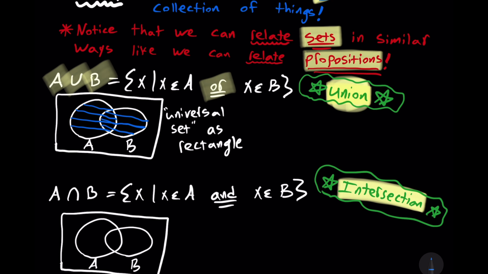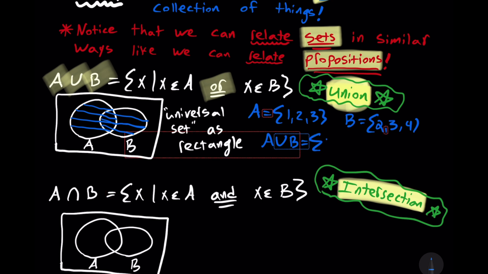Consider, for example, set A containing the elements or members 1, 2, 3, and consider set B as containing the elements or members 2, 3, 4. So if we think about A union B, that's just going to be equal to the set A or the set B. So in other words, it's going to contain the members or elements 1, 2, 3, 4. And this is analogous to a disjunction in propositional logic. We can think of P or Q, where we have a disjunction.